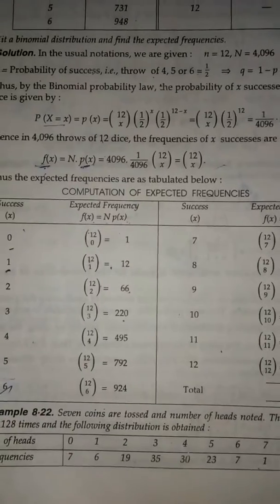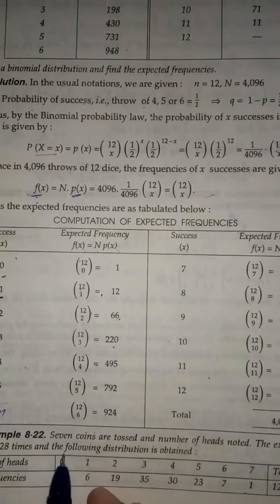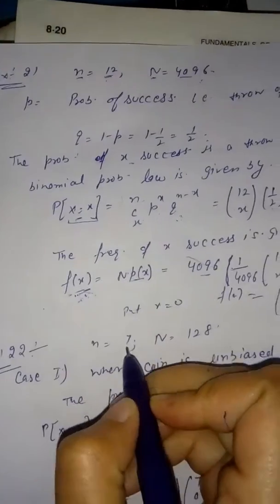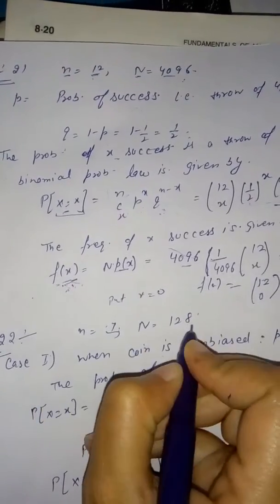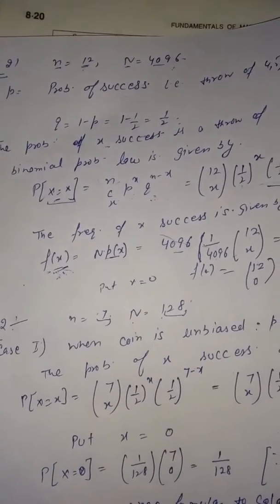Now the next question. In the next question we are given there are seven coins, so n is equal to 7, that are tossed 128 times. So capital N is equal to 128. Okay. We find the expected frequency.